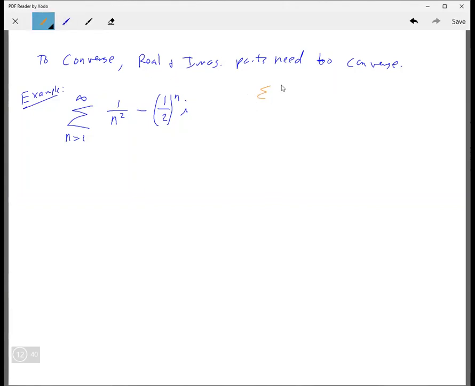Well, first of all, this right here, is this converge or diverge? This is the real part. This is a P series, and P is 2, right? Which is greater than 1, so it converges.